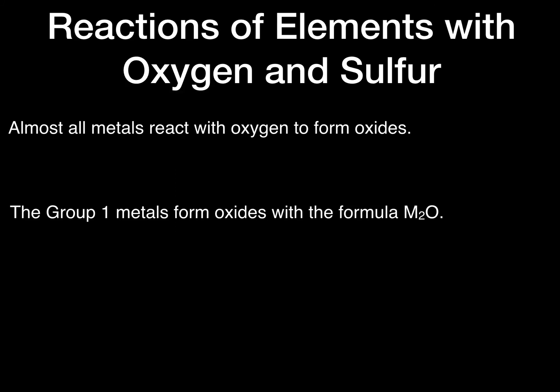Okay, so reactions of elements with oxygen and sulfur. Almost all metals react with oxygen to form oxides. The group 1 metals form oxides with the formula M2O. So for example, say we had lithium, which is in group 1, plus O2, that would produce Li2O. So the Li would take the place of the M.